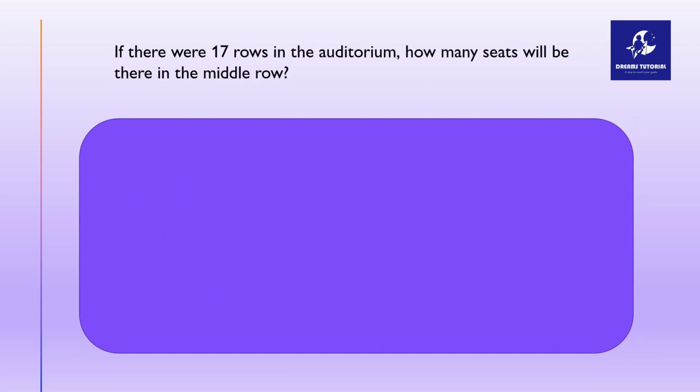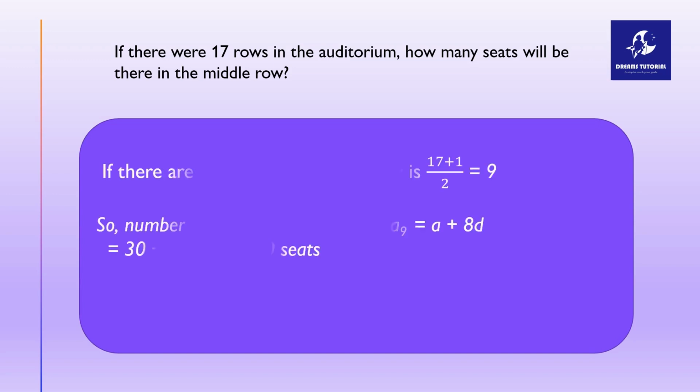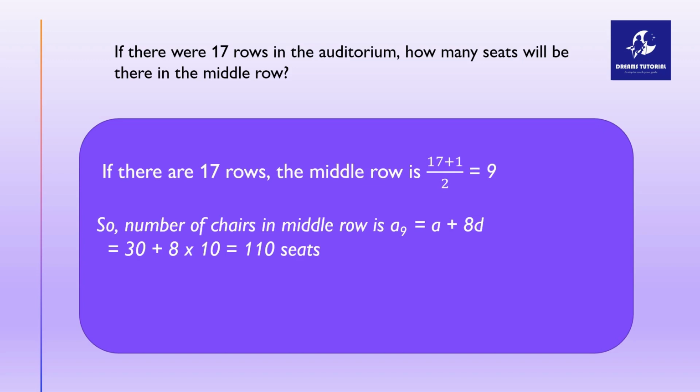If there are 17 rows in the auditorium, how many seats will be there in the middle row? Well, if there are 17 rows, what would the middle row be? Have to find it out. So when n is odd, there are 17, it is odd. Then you need to add 1 and divide it by 2. So 17 plus 1 by 2 is 9, right? Because 18 by 2 is 9. So we need to find the number of seats in the 9th row.